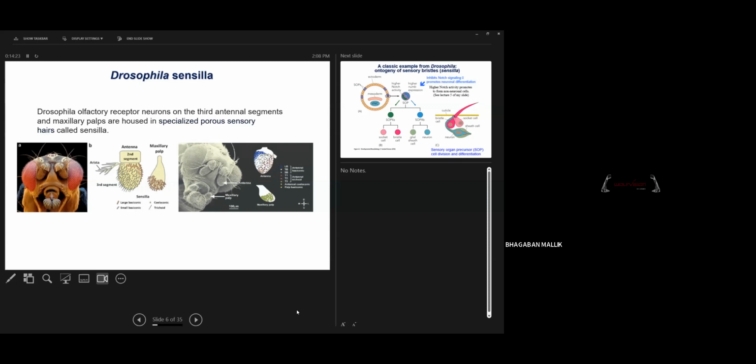This is the antenna, and you have the sensilla present in the third segment of the antenna. These are the spine-like structures, which are called sensilla, and this is the structure of the maxillary palp. So the maxillary palp or the antenna contains the sensilla, and I want to show how the sensilla is generated and what type of neuron is basically required for generation of a sensilla in the antenna or in the maxillary palp.